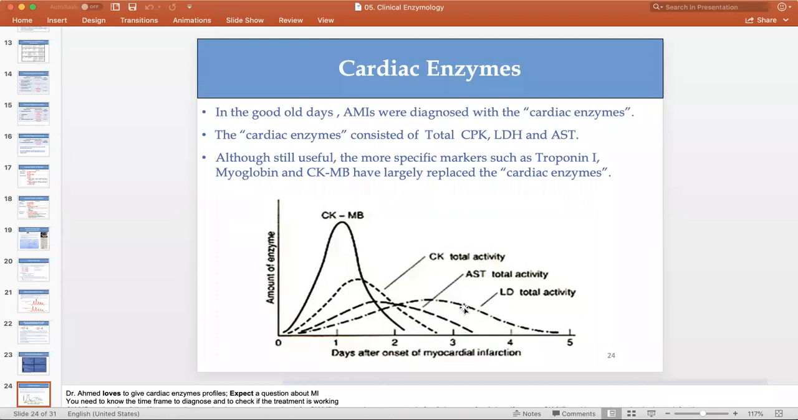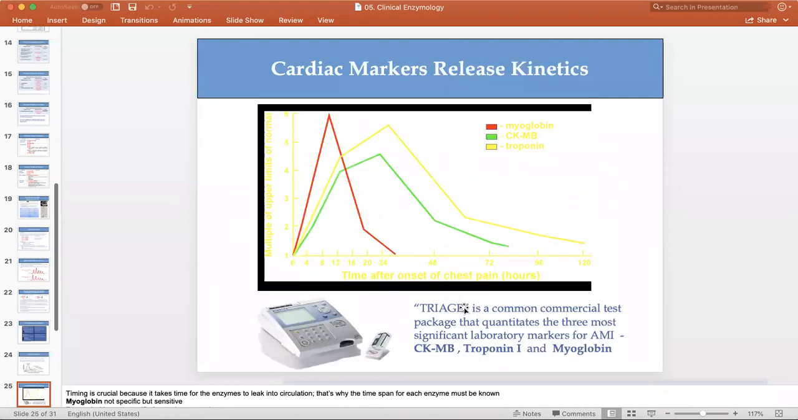So again, troponin I for myocardial infarction. First time myocardial infarction, you look at the troponin I. Myoglobin, the first one to go up. CKMB for reinfarction, okay? So important points.